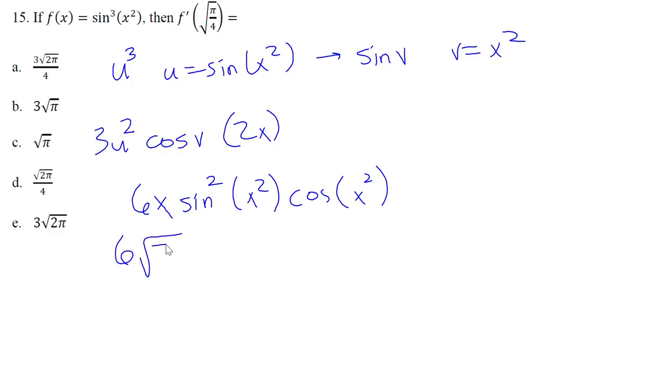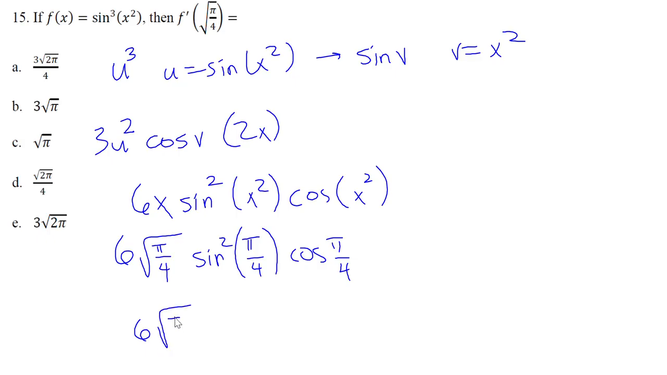So we have 6 times the square root of pi over 4 times the sine of root pi over 4 squared, and then we square that. So this is sine squared of pi over 4 and cosine of pi over 4. Well, we know that the sine of pi over 4 and the cosine of pi over 4 are both root 2 over 2. So what we've got here then is a 6, and then we've got our root pi over 4 still, and then we've got root 2 over 2, which we're squaring, and then we've got another root 2 over 2.